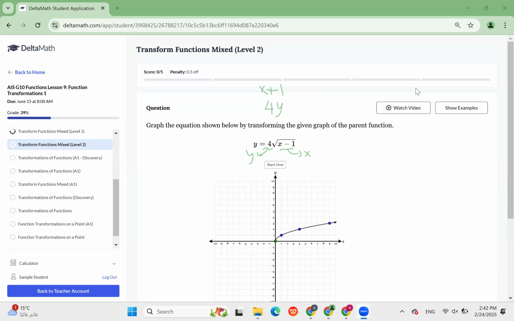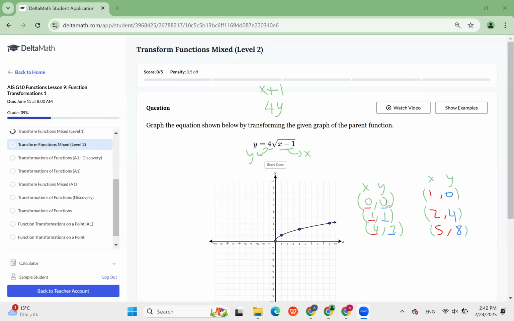So let's take a couple of points and apply the change. We have 0, 0, 1, 1, and 4, 2. Let's do the change for the x first. For the x, we're going to add 1, so we get 1, 2, and 5. We're just adding 1 to these numbers. For the y, we're multiplying by 4, so we get 0, 4, and 8.